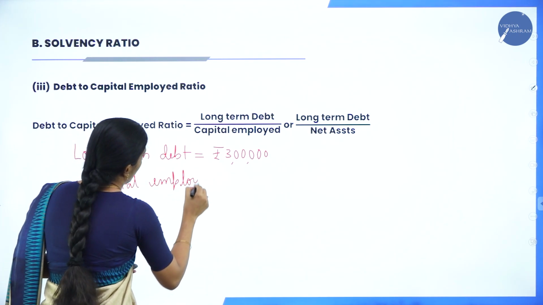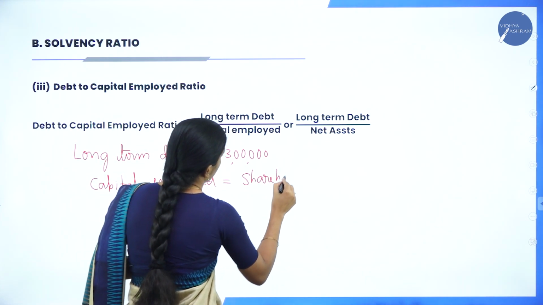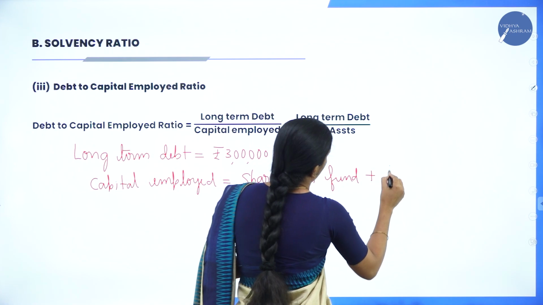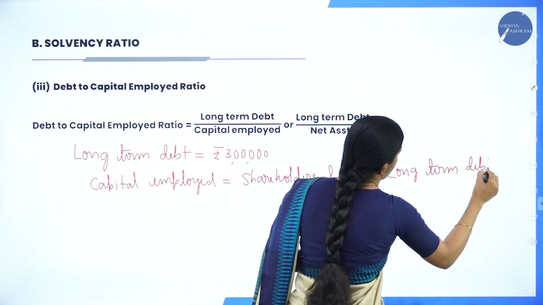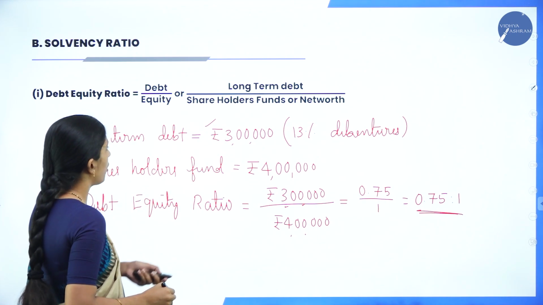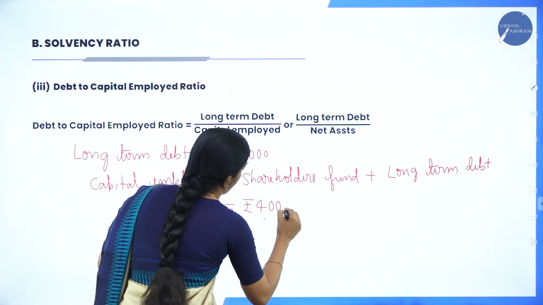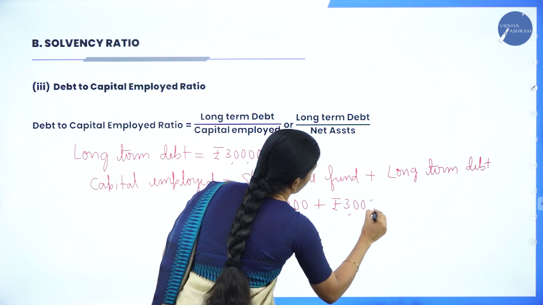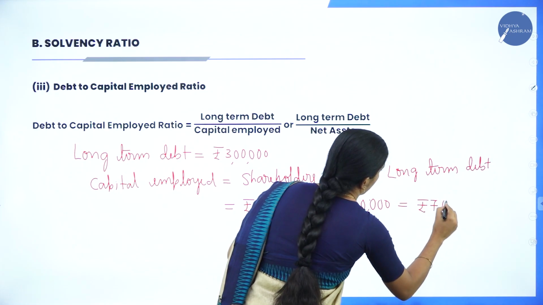Your formula for capital employed is equal to shareholders fund plus long-term debt. Now, how much is shareholders fund? That is 4 lakh plus long-term debt 3 lakh. So, rupees 4 lakh plus rupees 3 lakh, that is equal to rupees 7 lakh.